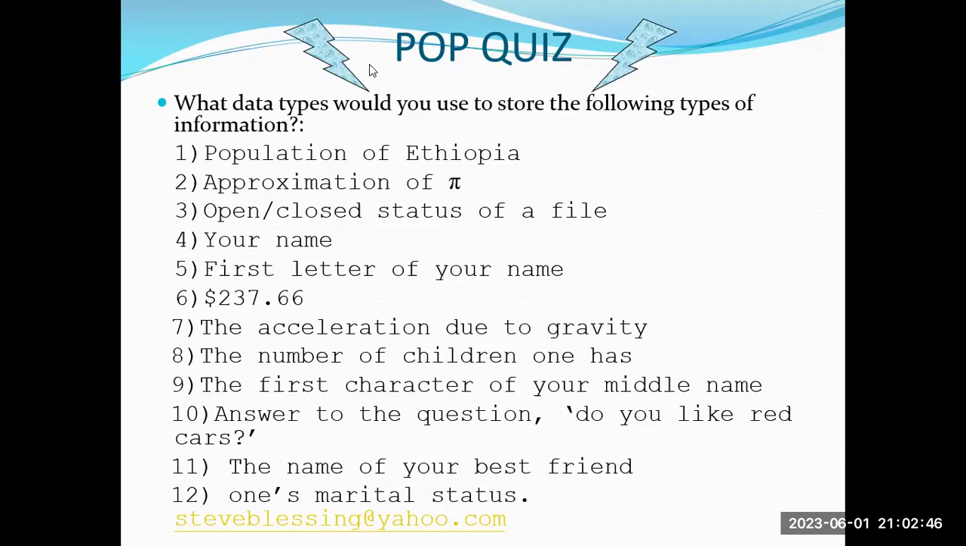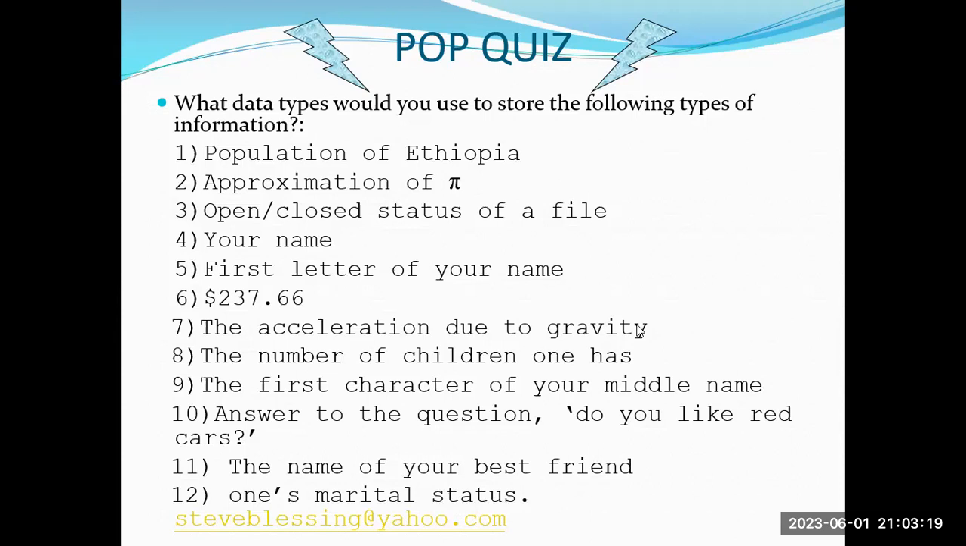I'm waiting. David raised the hand, so I'm waiting for your answer. Okay, if David is not speaking, let's go to Michael, Precious, and then others. Michael, speak before the others. Raise your hand. Hello. Yeah, Michael, you can speak. The data type will be int. Data type is integer.